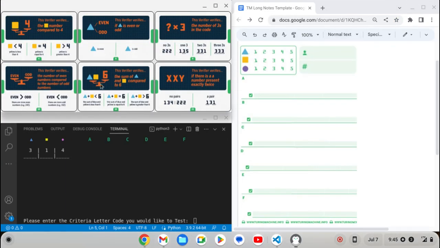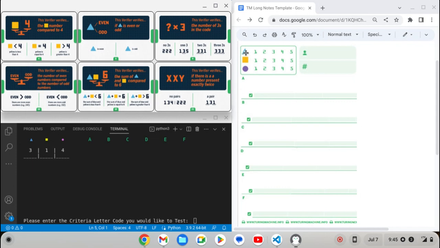So in the grid above, we've got our 6 criteria cards. On the top row, we've got criteria card A, criteria card B, criteria card C, and on the bottom row, we've got criteria card D, criteria card E, and finally criteria card F. Criteria card A looks at our middle digit, the square digit, and we'll be comparing it to the number 4. So should the value of square be less than 4? Should it be equal to 4? Or should it be greater than 4?